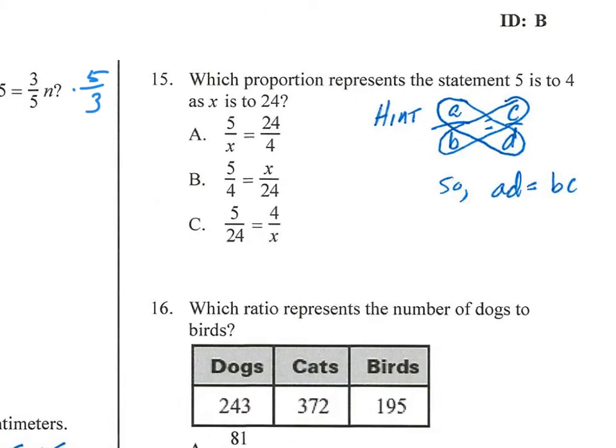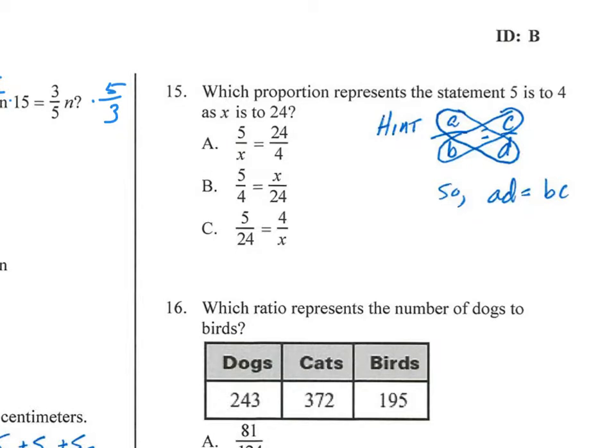Here we go, number 15. Again, another proportion. So I always start with the letter first. 24 times x and 5 times 4. Oh, I'm sorry. Messed up big time there. Let me erase that.